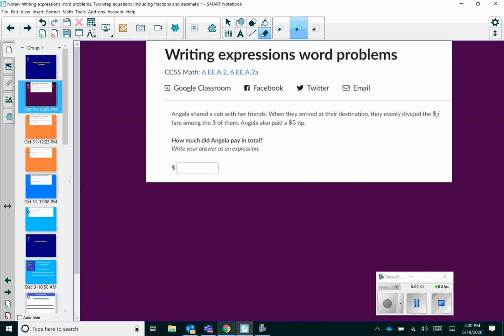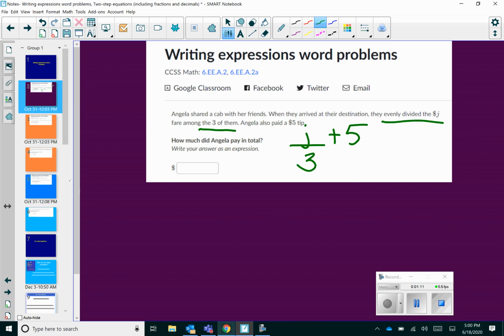So let's look at what's important in this problem. First of all, there's three of them total. And then Angela also paid a $5 tip. So let's think about this. If they evenly divided the fare, which is J dollars, so J dollars divided by however many people there were, which is three people, that's going to be how much per person they paid. So one person would pay this amount, but then Angela also paid a $5 tip. So we just need to factor in that $5 tip.